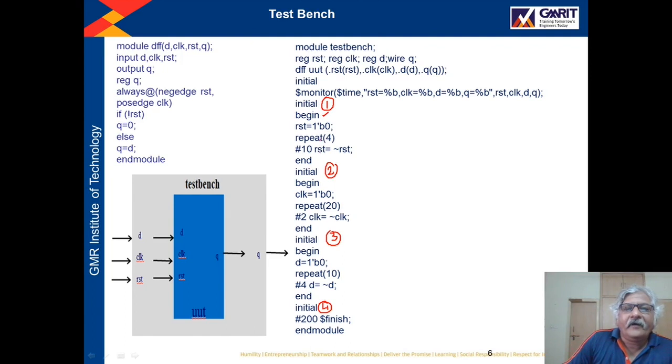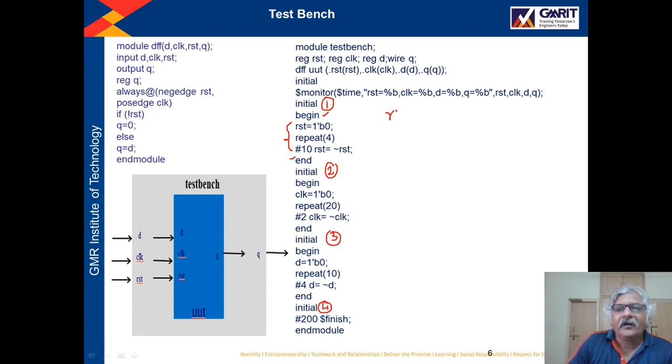begin, end. Between begin and end, since there are more than one statement, that's why I have used here begin and end, right? These are the statements, 3 statements I have written here. What is the first statement? RST is equal to 1 tick B 0.